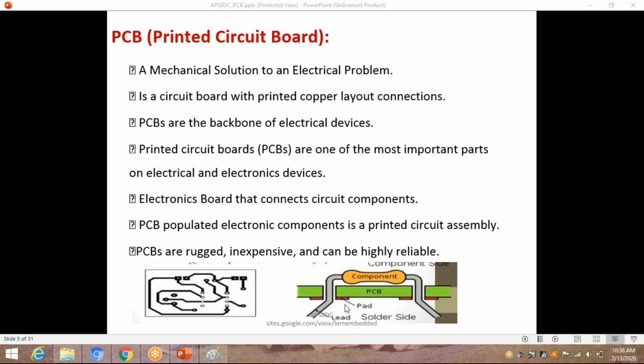That red area is called a pad. You will be knowing all of this. Pads are nothing but the places where we solder the component terminals. Is it clear, guys? Next point. These are all general points. PCBs are the backbone of electrical devices. Printed circuit boards are one of the most important parts of electrical and electronics devices.